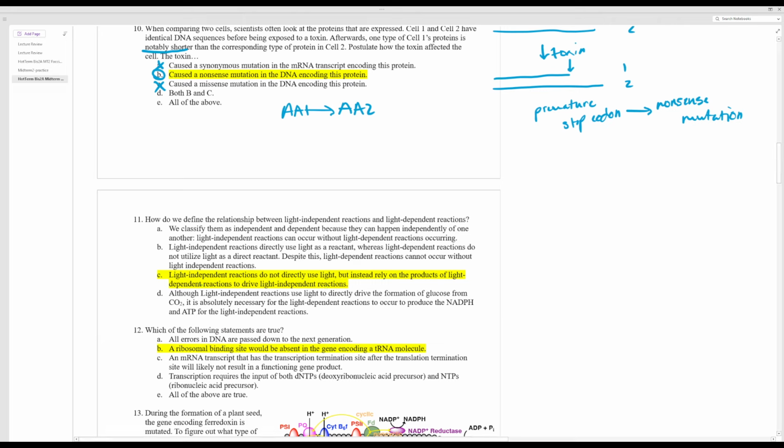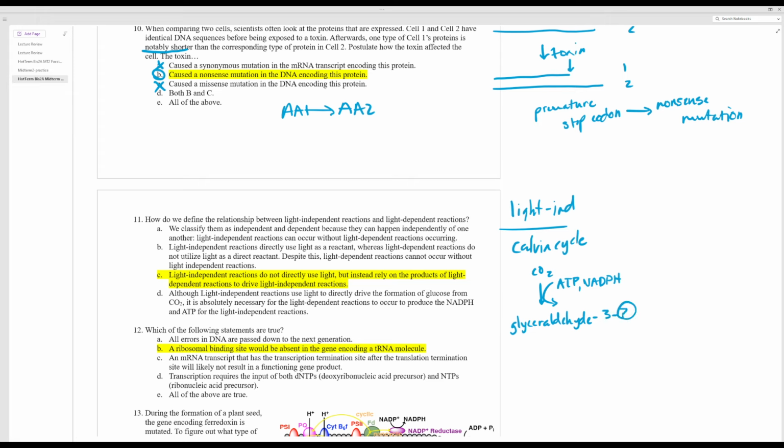Question 11, how do we define the relationship between light independent reactions and light dependent reactions? Well, light independent reactions, that's your Calvin cycle, right? Where CO2 enters along with ATP and NADPH, and we get glyceraldehyde 3-phosphate, or G3P.